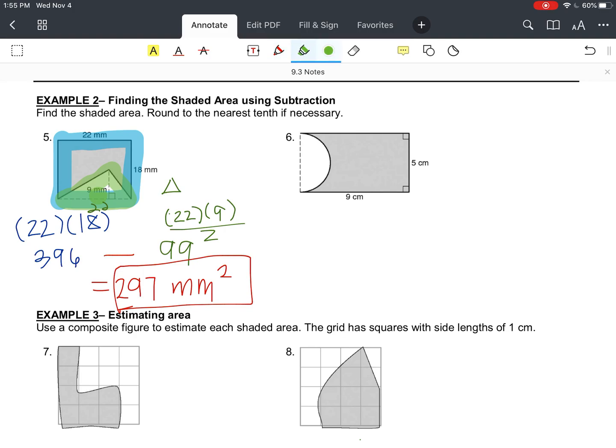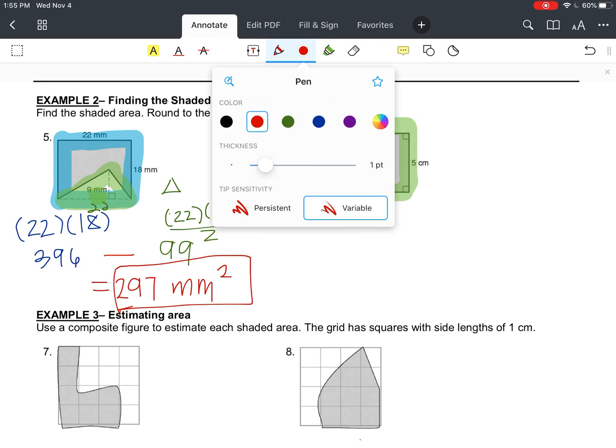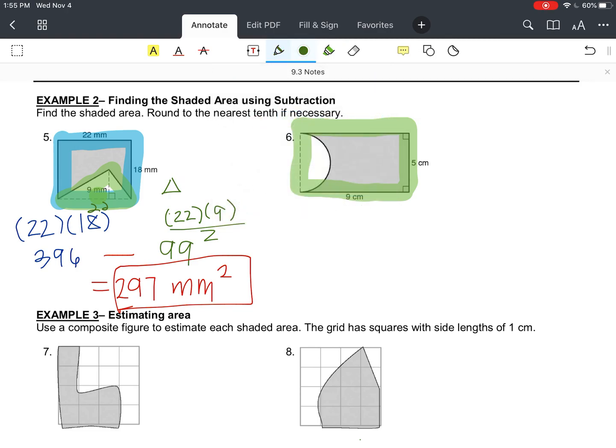Number 6, you have to use subtraction because I can't break this up, the shaded area, into shapes I know because of that semicircle that's being cut out. So first, let's find the area of the big rectangle. Should be pretty easy. It's just going to be 9 times 5, which is 45.